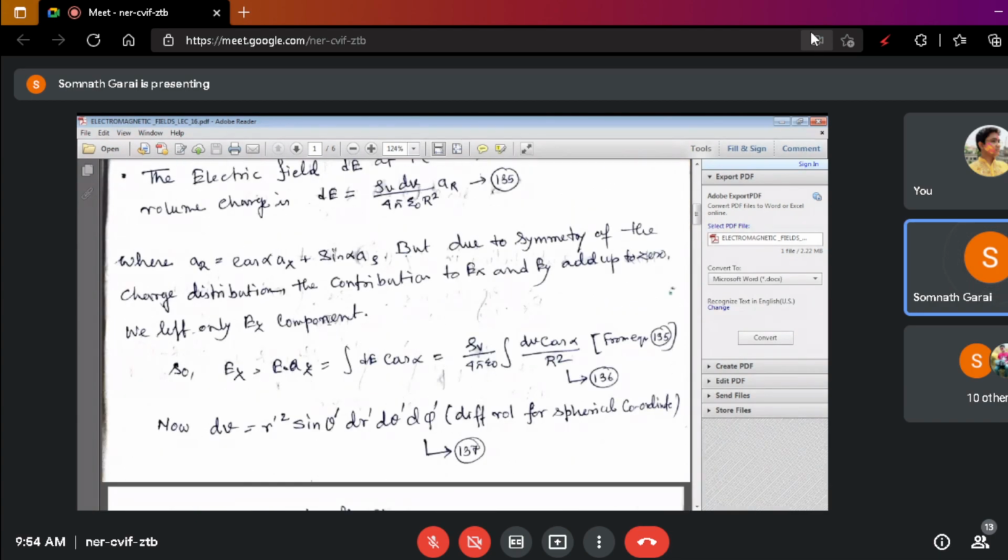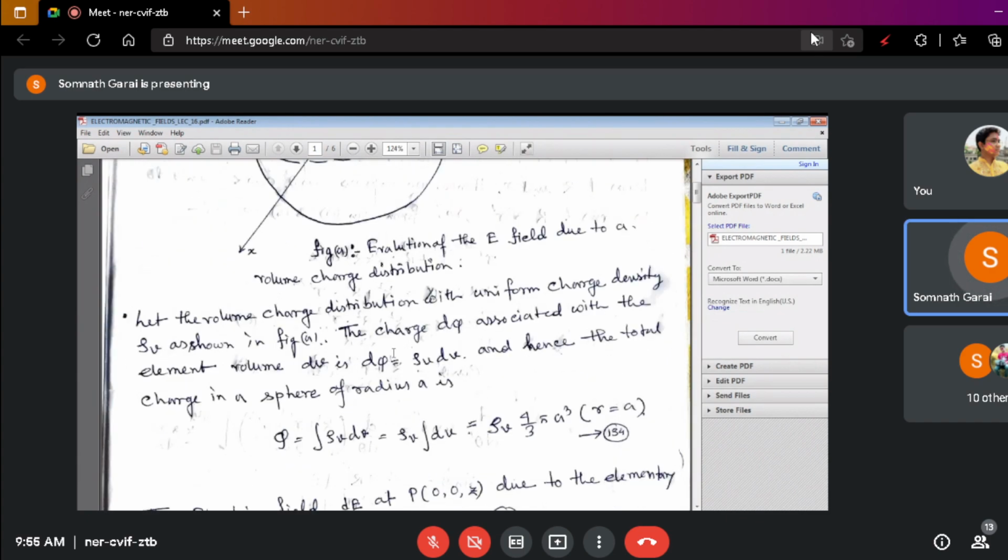Now, only the Z component exists, right? So the electric field in the Z direction is given by Ez. Ez is equal to E dot az, where az is the unit vector. That is the electric field in the Z direction.